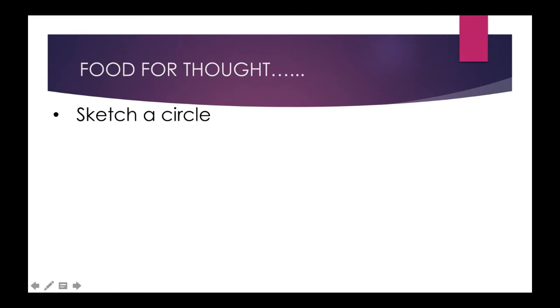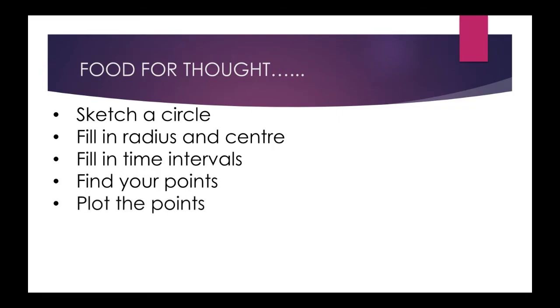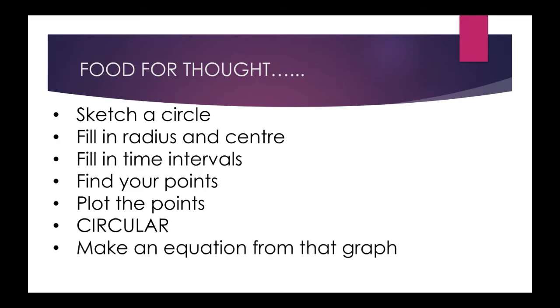So remember how we do these. Sketch a circle. Fill in the radius. Fill in the center. Get all those things done. Fill in the time intervals. Now we're able to find those points. At 0 seconds, I'm here. After 1 second, I'm here. After 2 seconds, or whatever the time intervals are, you get those points. You then plot those points on a lovely trig graph. Make sure your graph that you draw is circular. Once you've got your circular graph, you then make an equation for that graph.